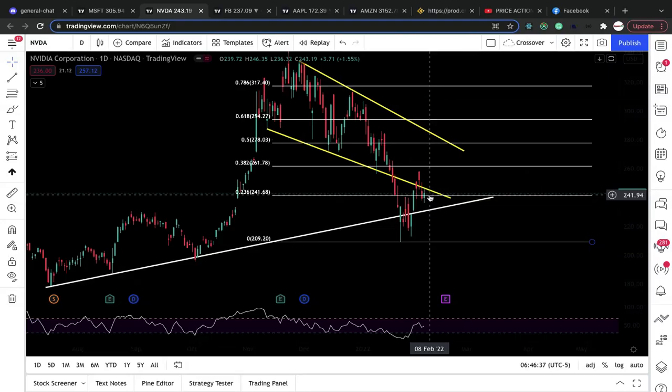Tight stop losses can work sometimes and help. Other times it just works against you. But that's on you as a trader to figure out. Okay, so let's keep this simple. Above 246, I'm bullish. Below 241.68, I am bearish, all the way down to the next support level down here around 231, 232.